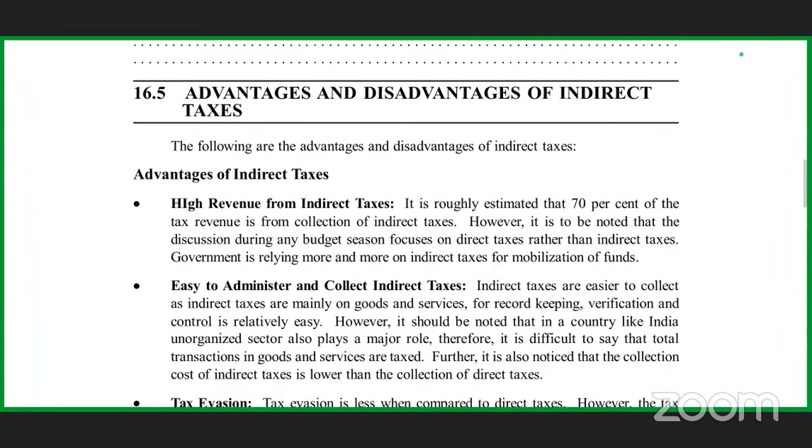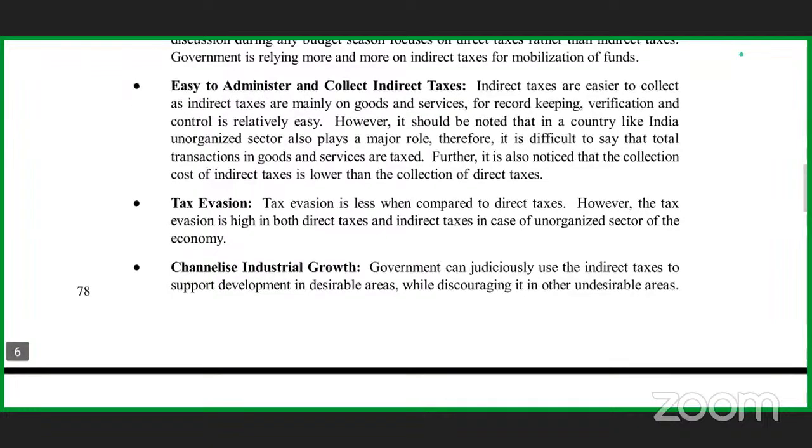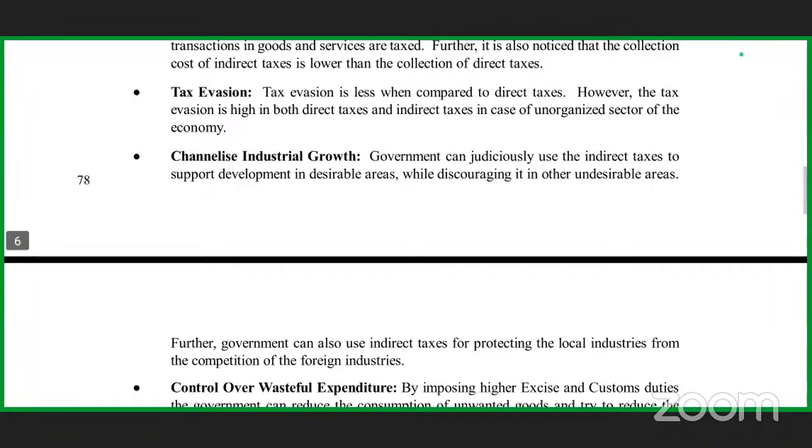And advantages and disadvantages of indirect taxes. The advantage of indirect taxes is high revenue, because about 75% of tax is collected from indirect taxes only. Why? Because whatever products we consume, we pay tax on everything. It is also easy to administer and collect, because the manufacturer has to pay the tax while manufacturing. And there is very little opportunity to evade the tax. Evasion means not paying the tax.